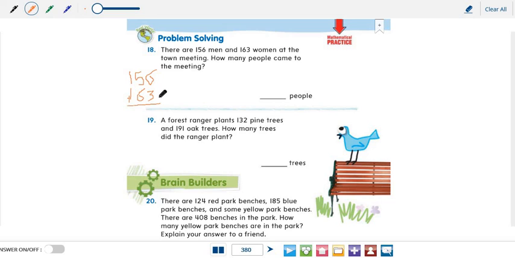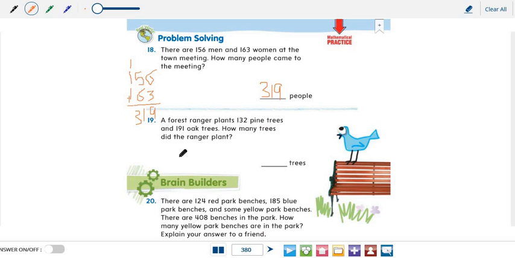Again, we have to start with adding ones. 6 plus 3 equals 9. We don't have to regroup. 5 plus 6 equals 11. So we have to regroup. 1 here and 1 here. 1 plus 1 is 2, and 2 plus 1 equals 3. So the answer is 319.